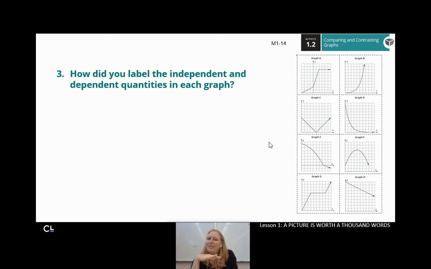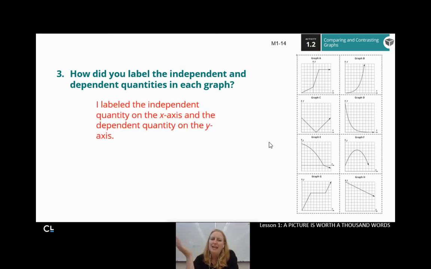So we noticed earlier that our independent quantity was always on the x-axis and the dependent quantity was always on the y-axis. So that's a great thing to know, right? That's an awesome thing to know. That means your independent quantity is always going to be the label for your x-axis and your dependent quantity is always going to be the label for your y-axis. That's super, super handy as far as knowing how to label your graphs, right? That's a pretty cool thing to know.